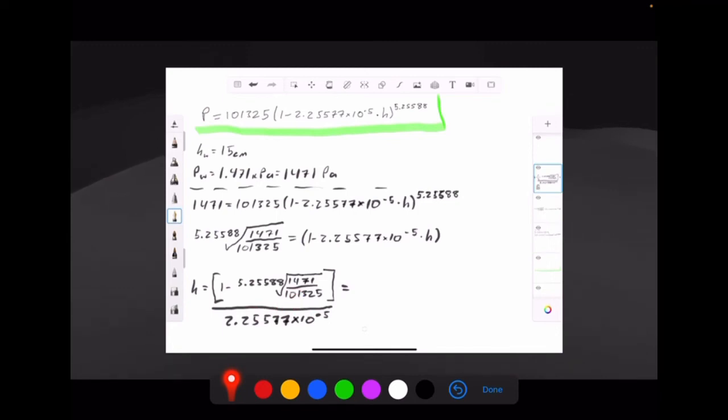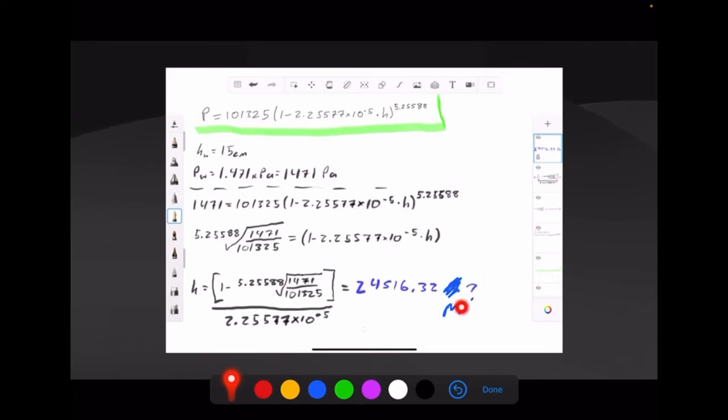And then out of that, I'll get 24,500. Let's wait and see. I pre-recorded this, so bear with me. 24,516.32 meters. Now this is not Pascal, because this is not pressure, so this should be meters.